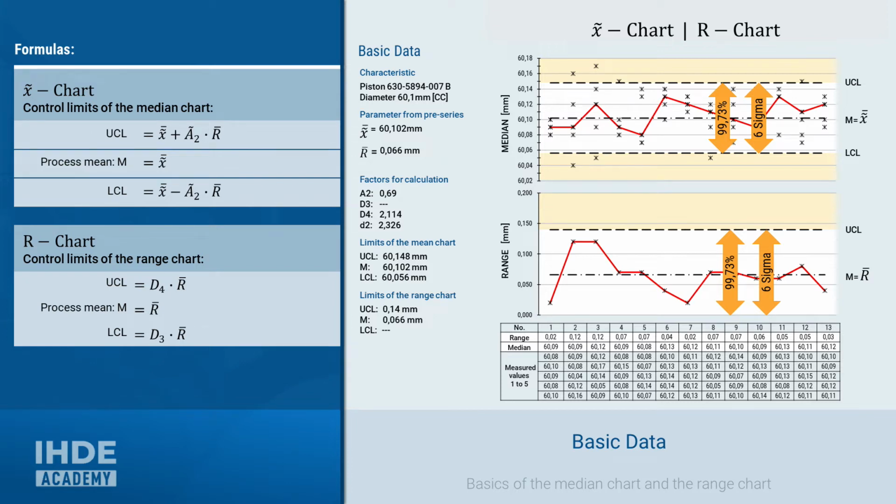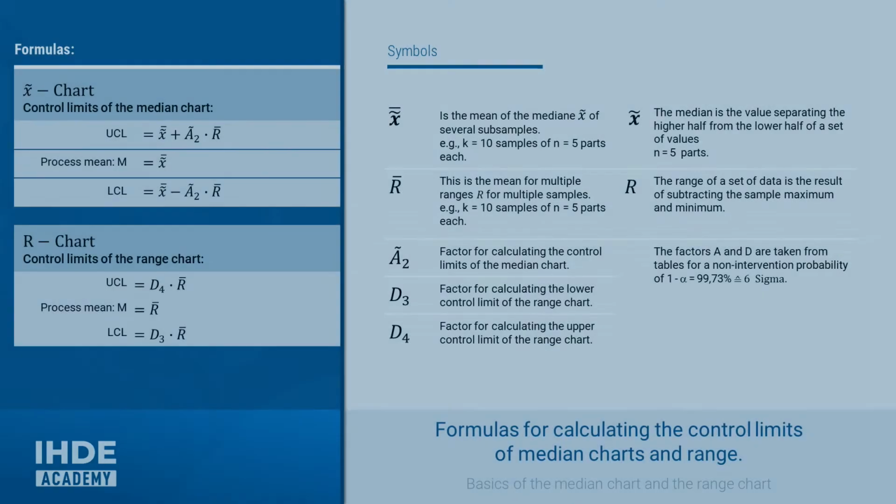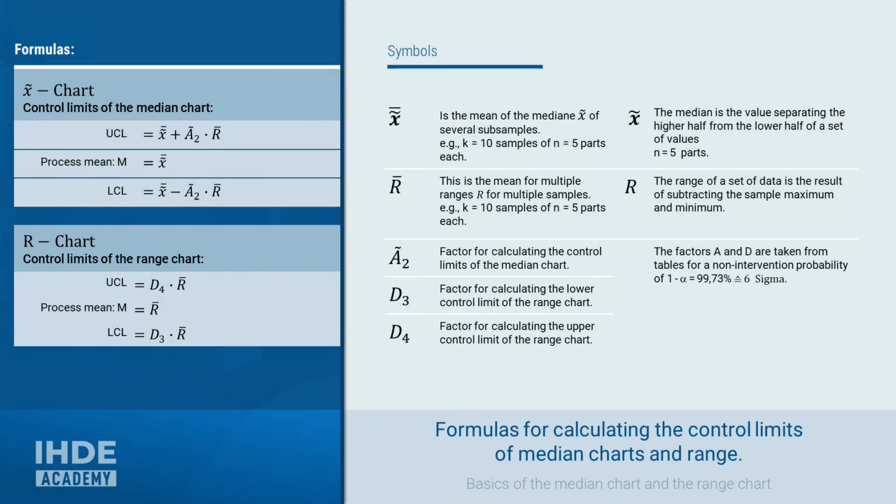On the left side, you can already see the formulas with which the control limits for the median chart and the range chart are calculated. Let's take a closer look at these next. The symbol for the median is an X with that wavy line above it. This symbol is called tilde. Therefore, one speaks of X tilde.